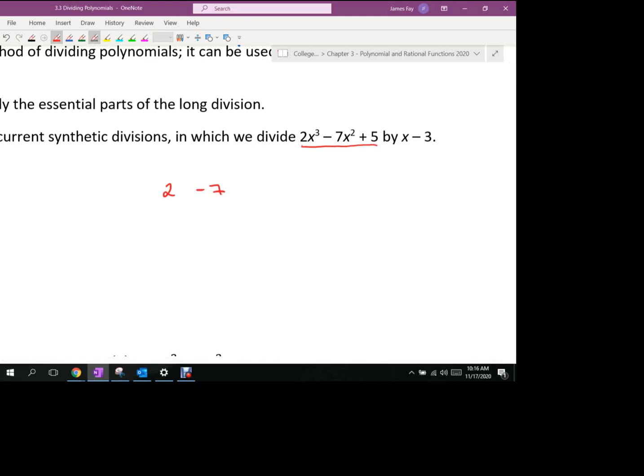Okay, now this is one where you have to have the placeholder. Yesterday I said that with long division, you can maybe get by without placeholders if you're paying attention to detail. Okay, with synthetic division, you absolutely will fail every single time if you do not put your placeholders in. Okay, and then I'm going to put my 5 in.